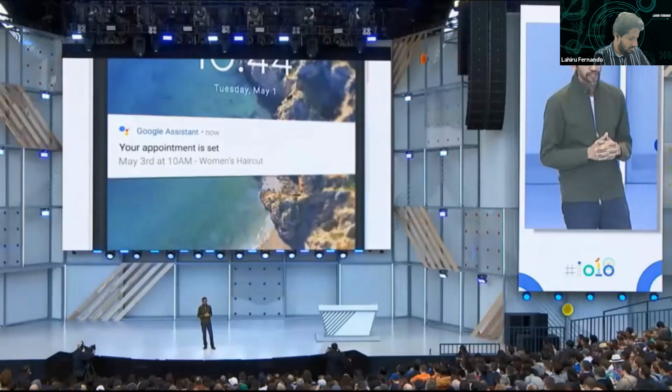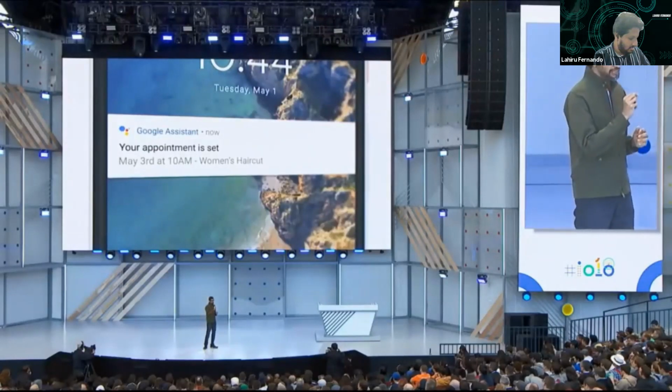The amazing thing is the assistant can actually understand the nuances of conversation. We've been working on this technology for many years. It's called Google Duplex. It brings together all our investments over the years in natural language understanding, deep learning, text-to-speech. By the way, when we are done, the assistant can give you a confirmation notification saying your appointment has been taken care of. Let me give you another example.